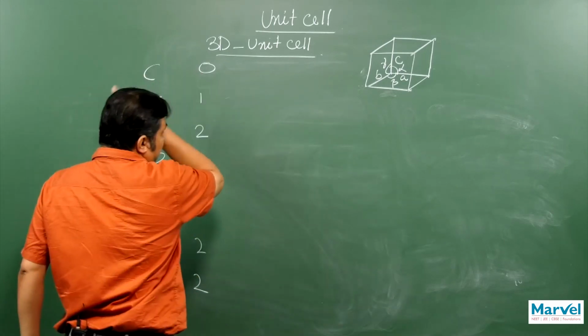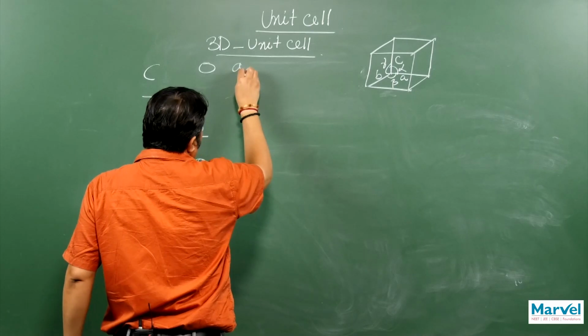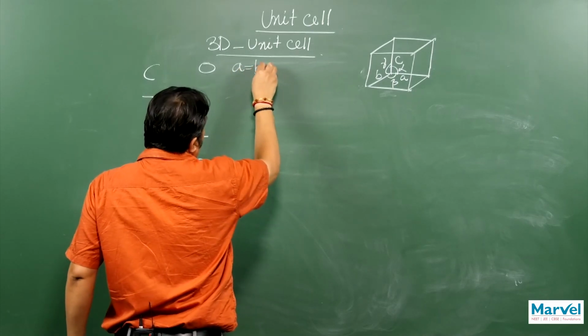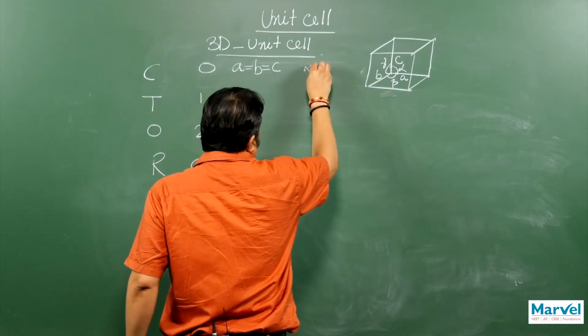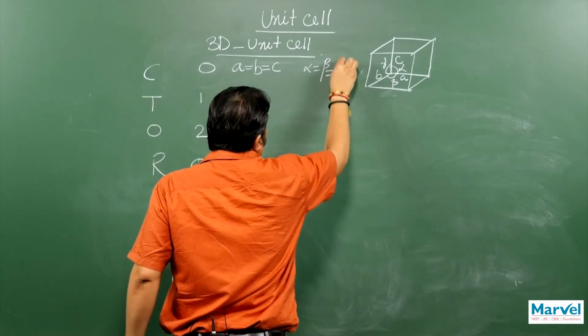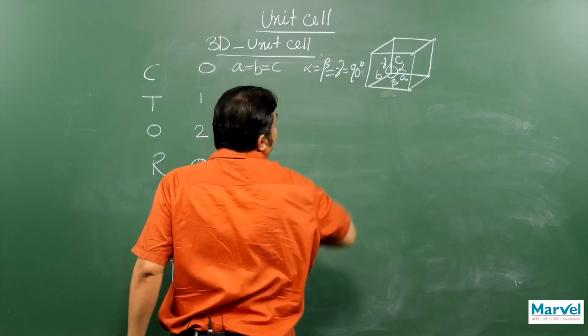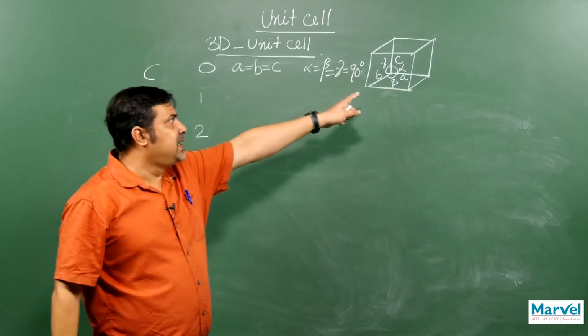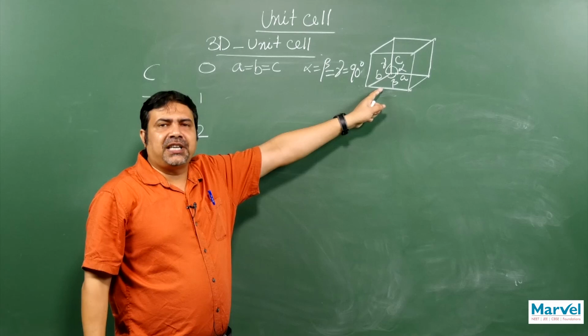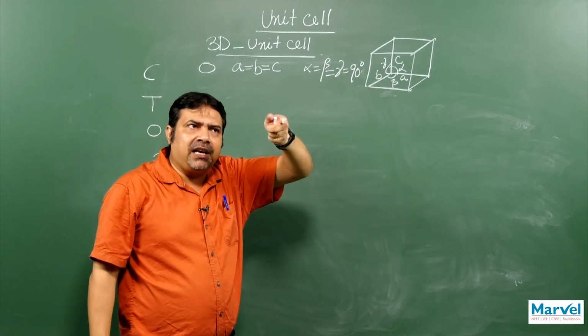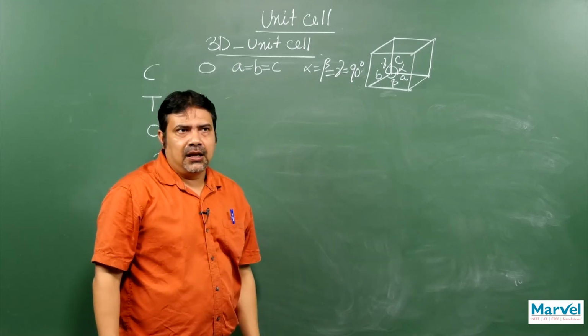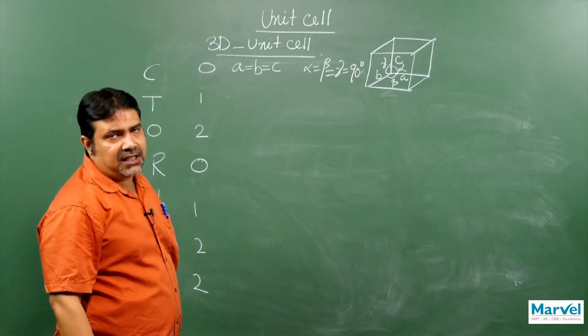Then 0 means there is no inequality between the sides. A equals B equals C, and alpha equals beta equals gamma equals 90 degrees. Because, you know, to define a 3D unit cell, 6 parameters are required: A, B, C, alpha, beta, gamma. Alpha, beta, gamma are the interaxial angles, whereas A, B, C are the different sides of the cube.